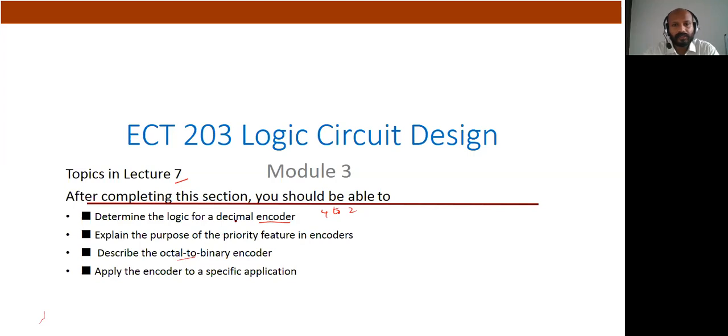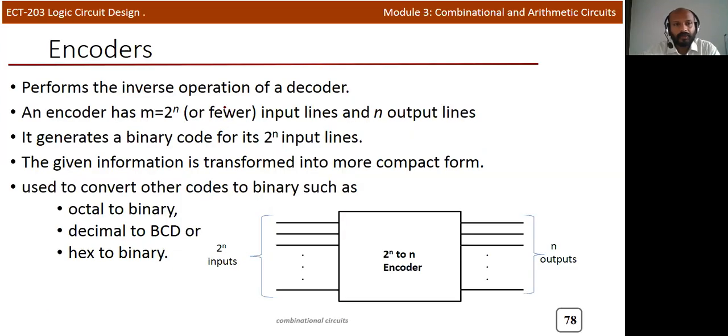And we will also discuss another type of encoder, or an extra feature in encoder. It's known as a priority feature. What's the use of this priority feature in encoders? An encoder actually performs the inverse operation of a decoder. We already discussed a decoder in the previous lecture, and now we are discussing the encoder, which will perform just the opposite of the decoder.